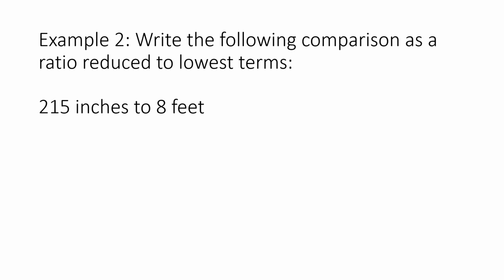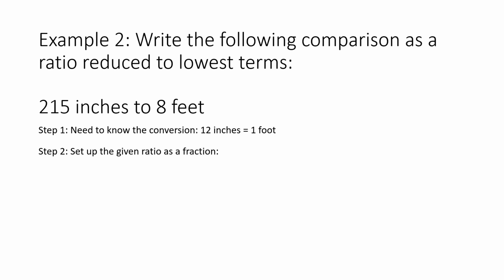So let's look at a similar example using 215 inches to 8 feet. We can't actually compare them right now because they don't have the same unit. So we're going to have to get the units to cancel. The first step is we need to know the conversion that 12 inches is equal to 1 foot. Then step 2, I'm going to set up the given ratio as a fraction. So 215 inches is going to go on top, 8 feet are going to go on the bottom.